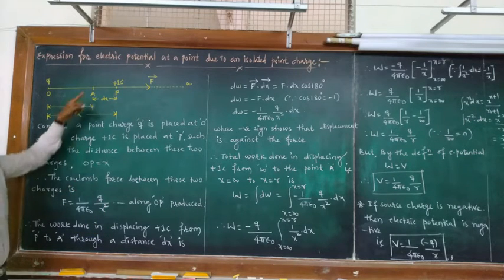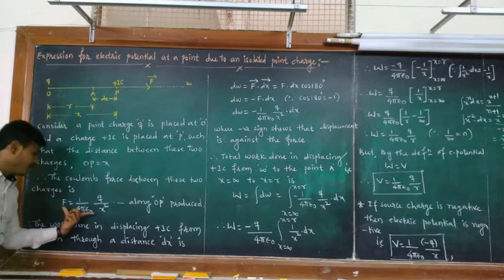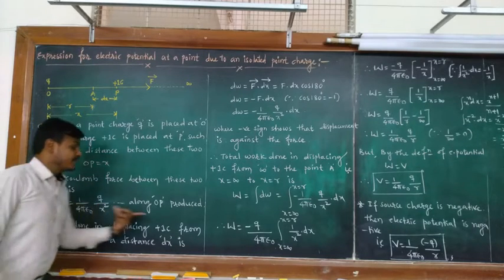In other words, the force experienced by a unit positive charge due to source charge Q is given by F is equal to 1 by 4 pi epsilon naught Q divided by x square. This direction is along OP.